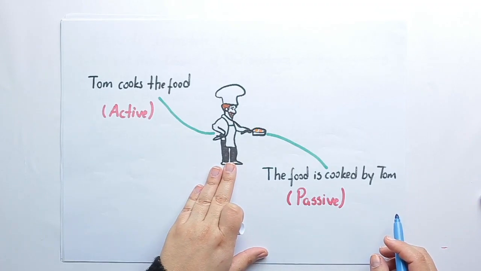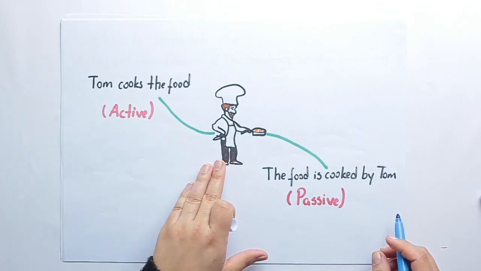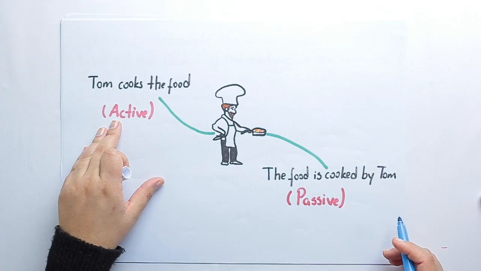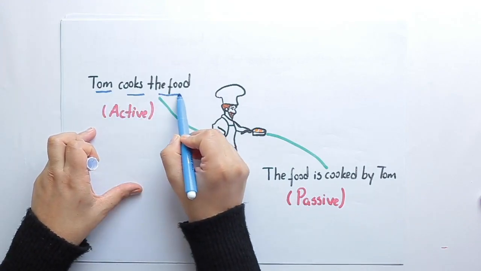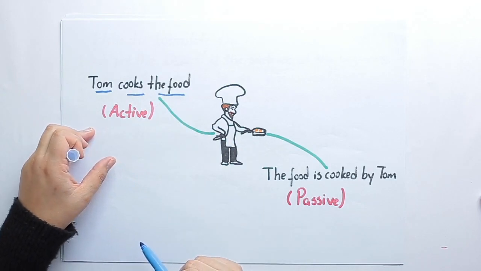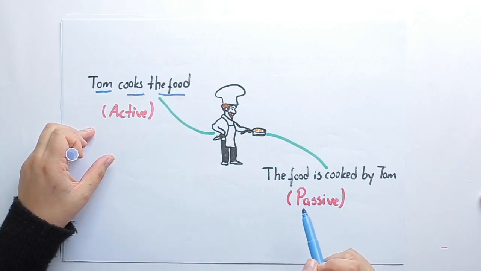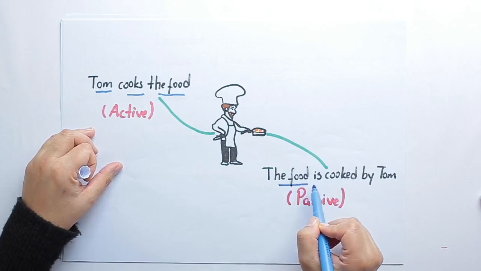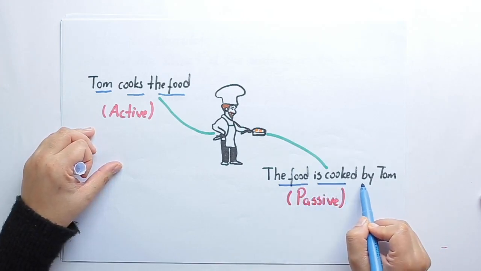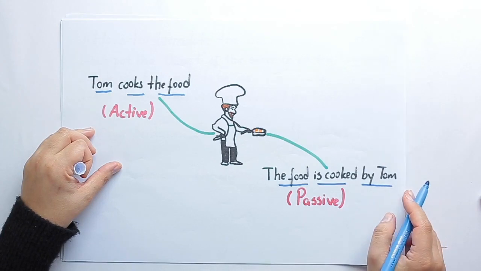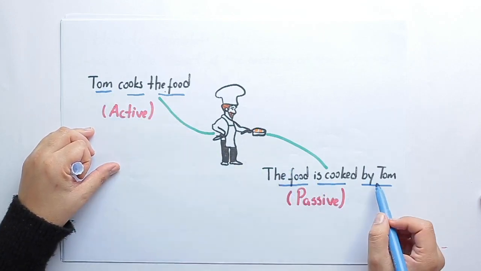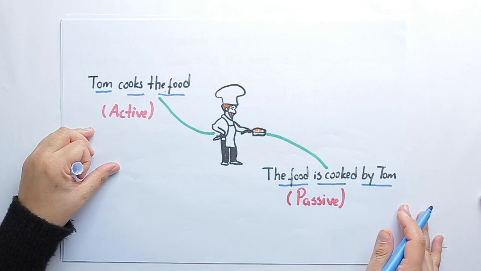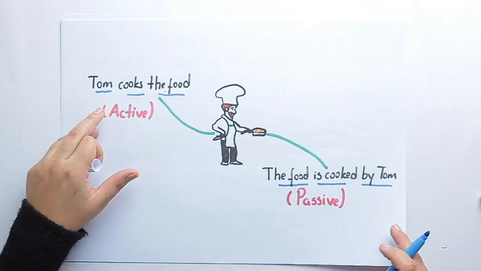Here is Tom for you. In my active sentence, we see that Tom cooks the food. Now I will make it passive, and the food is cooked by Tom. My object will be the starter, and the doer, by Tom, and my verb.